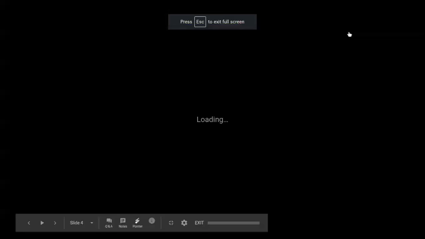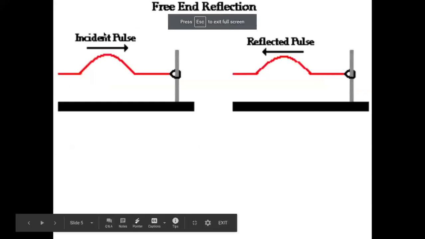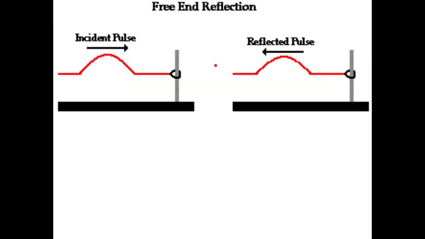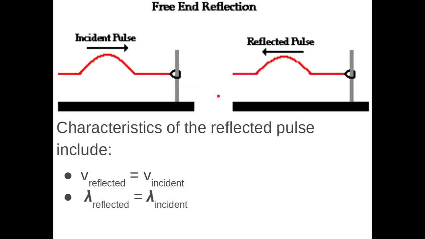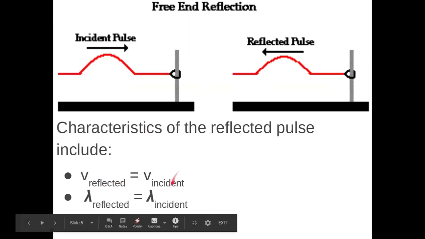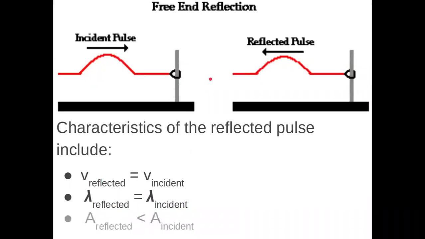So let's jump back in here. And here's the picture. The incident pulse comes in, and if it's a crest, then a reflected pulse as a crest goes back out. A few characteristics to note about this reflected pulse include, one, just like before, the velocity of the reflected wave is going to be the same as the velocity of the incident wave, and that's because it's in the same medium. It hasn't changed at all. And therefore, the wavelength of the reflected wave is going to be the same as the wavelength of the incident wave, same medium.